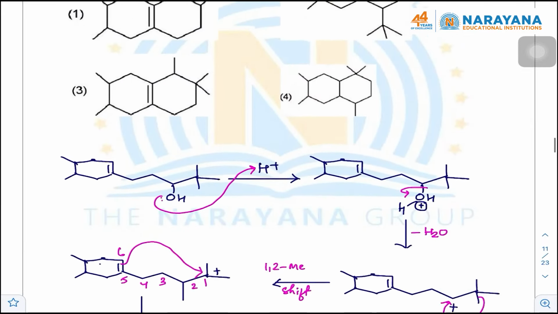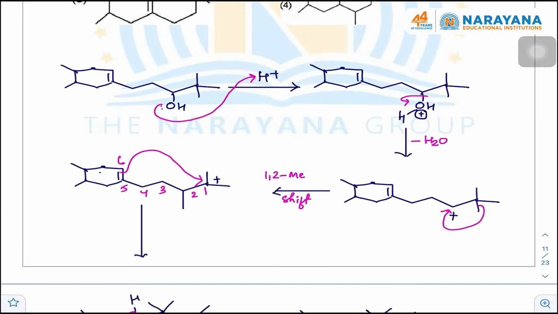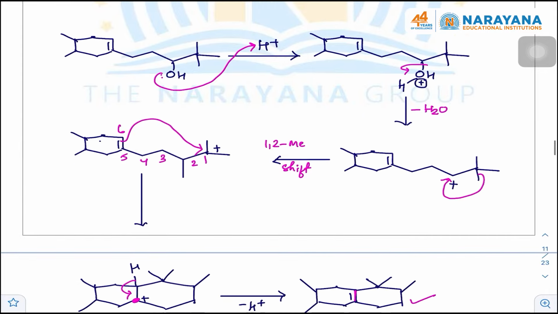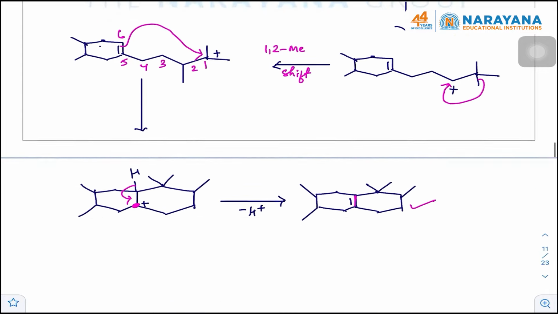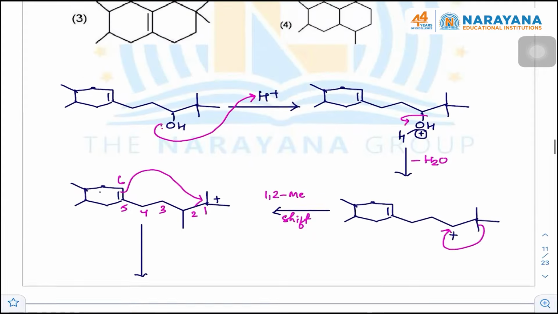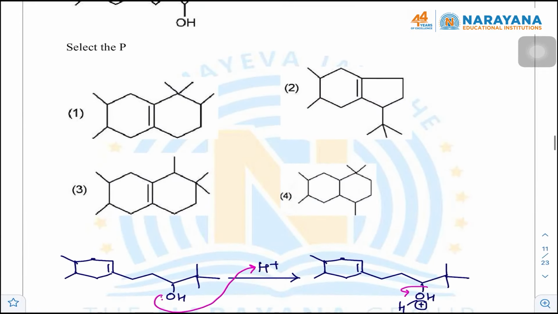So, simple question: forming the carbocation, rearrangement, then intramolecular attack and loss of H plus. Such an option is there here, the first option.